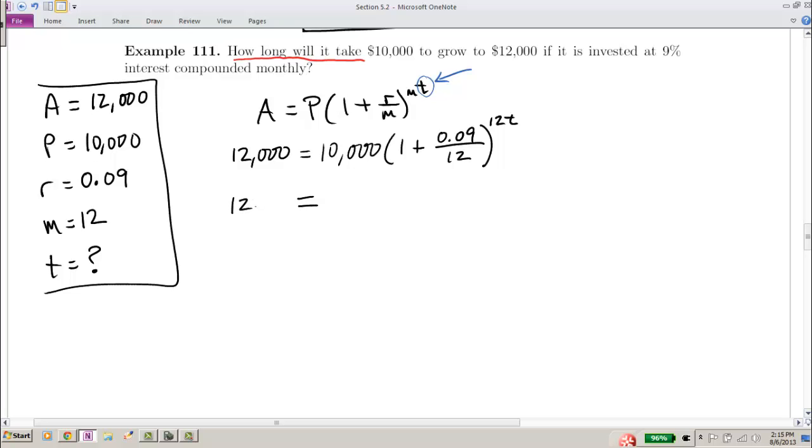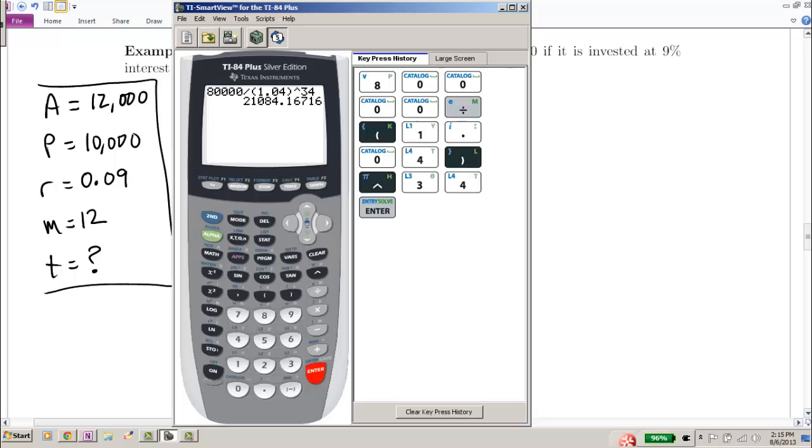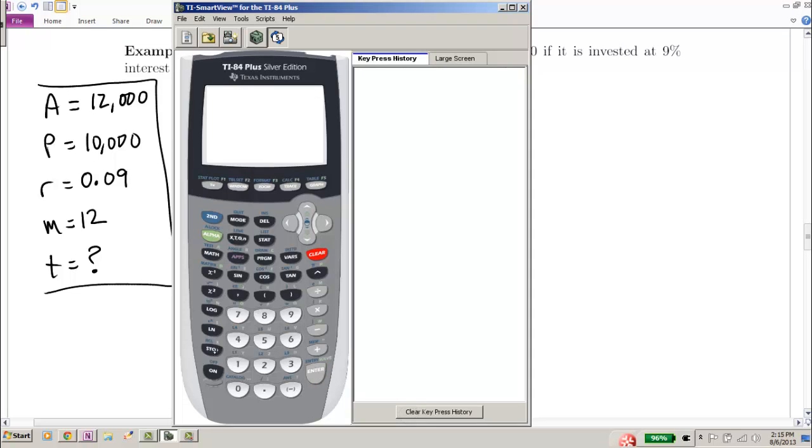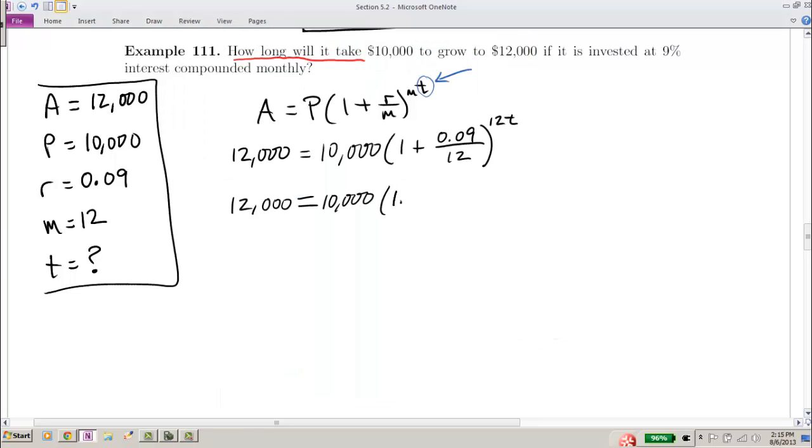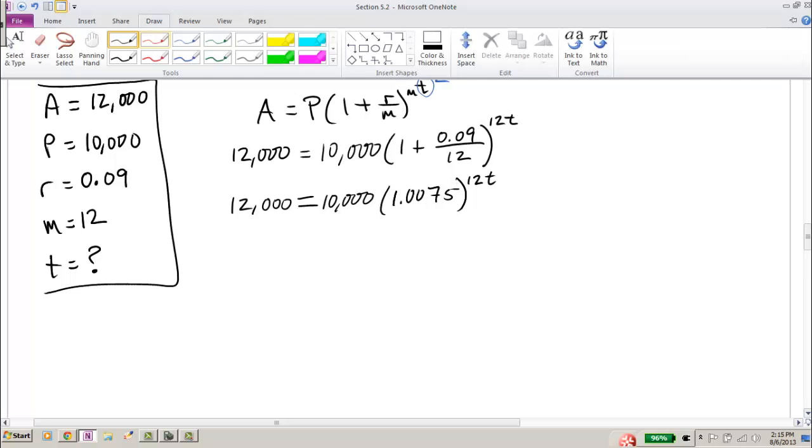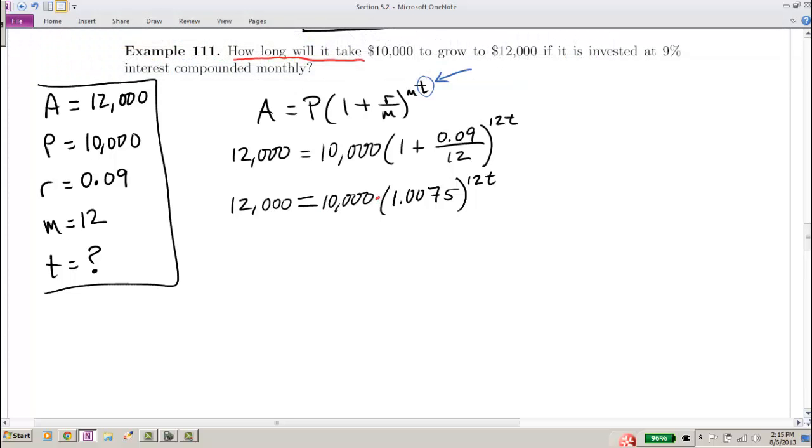I'm going to simplify that expression in the parentheses. 0.09 divided by 12 is 0.0075, so plus 1 gives us 1.0075, all to the 12t. Now we know that logs are going to be involved in order to help us pull that exponent down, but we're not ready to do that until we get rid of this factor that we have out in front.